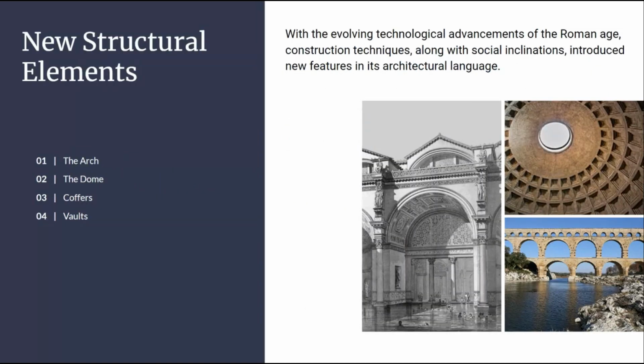Next, we consider the new structural elements. With the evolving technological advancements of the Roman age, construction techniques, along with social and contextual inclinations, introduced new features in its architectural language. The most notable structural elements introduced to mainstream architecture in the ancient Roman period were the arch, the dome, coffers, and vaults. It is also noteworthy to mention that some of these were present in ancient Greece, but not in wide use or part of its architectural character like it is with the Roman counterpart.